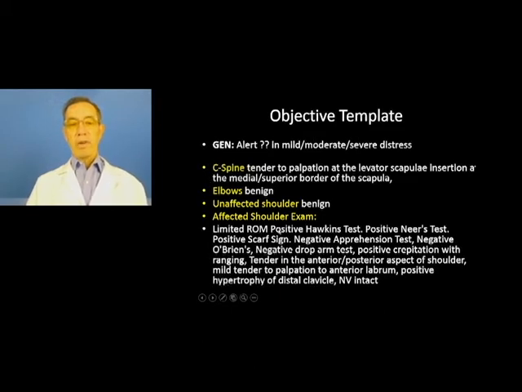And a typical physical exam, and again, this is just an example, might be that the patient on the affected shoulder has limited range of motion, a positive Hawkins sign, positive Neer's test, O'Brien's test, scarf sign, and they have a negative apprehension test, negative drop arm test, positive crepitation with ranging, tenderness in the anterior aspect, or they could have it in the posterior, they could have it over the distal clavicle, but neurovascularly they are intact.